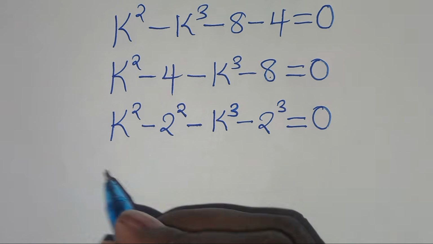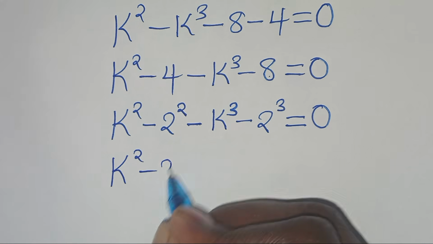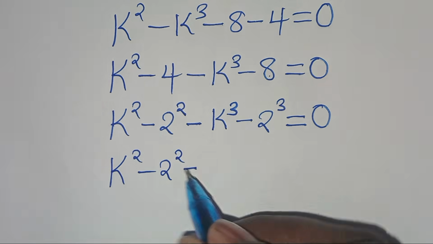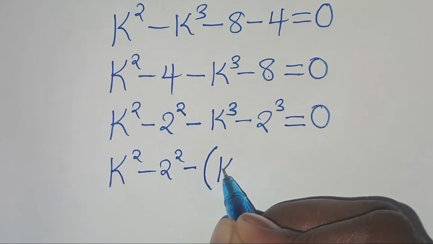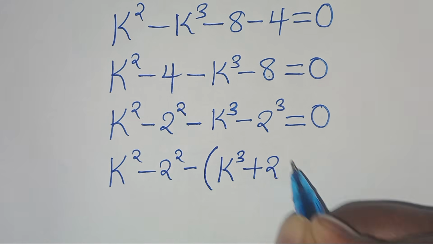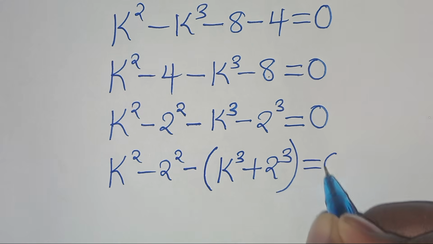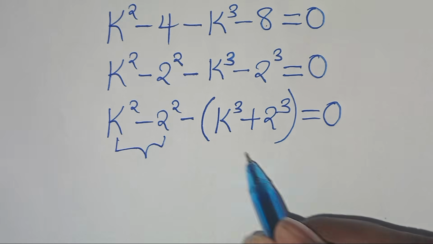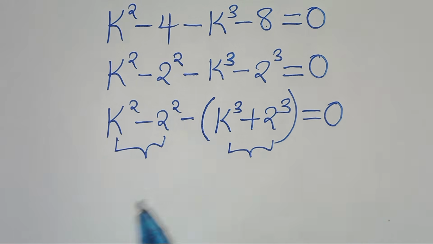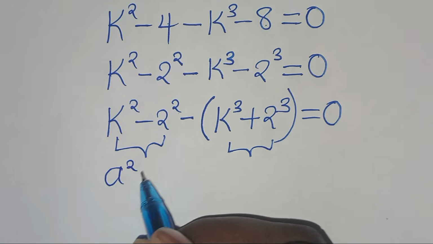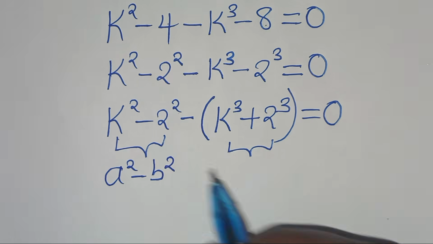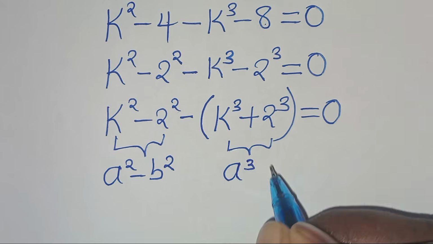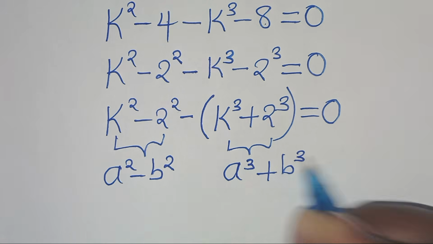Now, this is k to the power of 2 minus 2 to the power of 2 minus, now we can express k to the power of 3 minus 2 to the power of 3. This is the same thing as k to the power of 3 plus 2 to the power of 3, equal to 0. We have got two parts here. The first part is the difference of two perfect squares expressed as a squared minus b squared. The second part here is the sum of two cubes expressed as a to the power of 3 plus b to the power of 3.